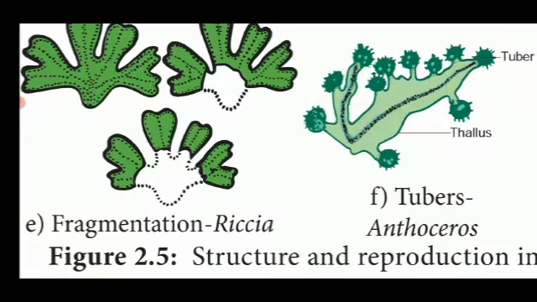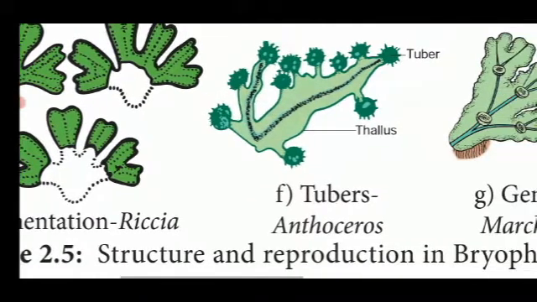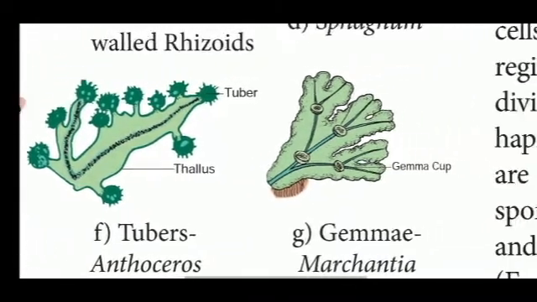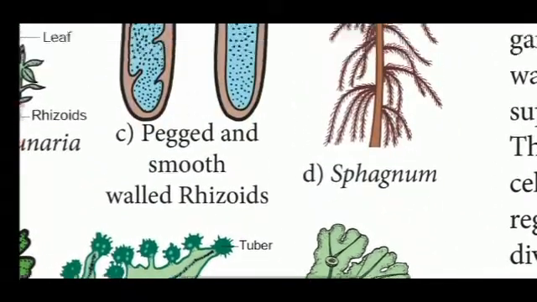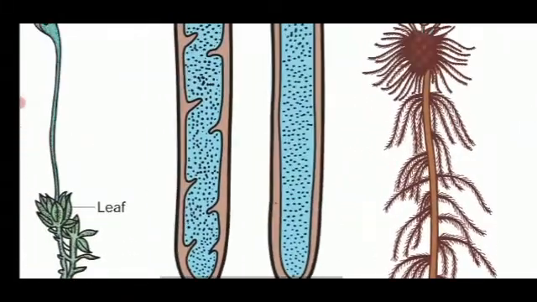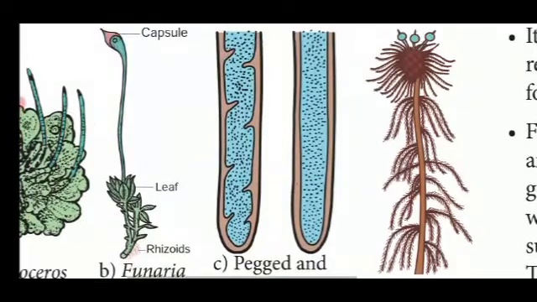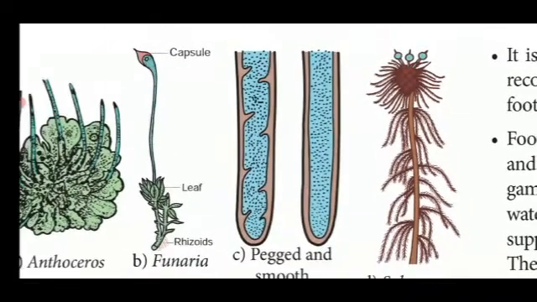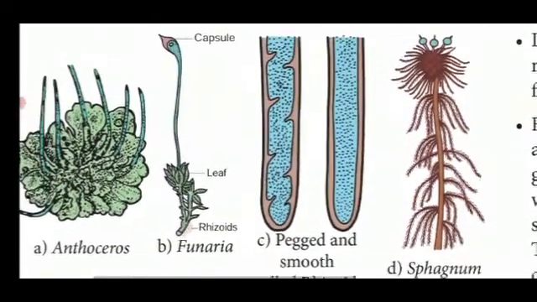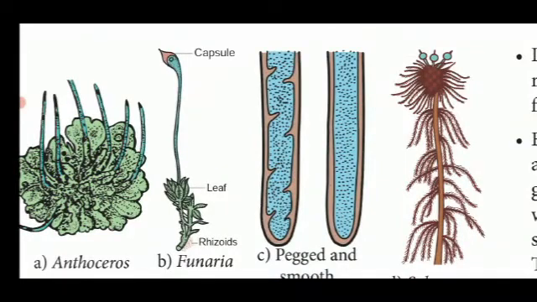An example for fragmentation is Riccia, and an example for tuber formation, which is involved in vegetative reproduction, is Anthoceros. In Marchantia, reproduction takes place by means of gemma cups. The smooth and pegged rhizoids are also present in the bryophytes.